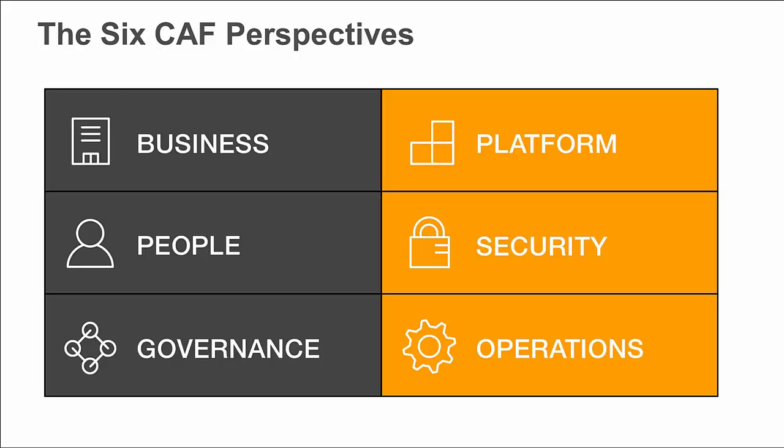The 6 CAF perspectives are shown on the screen right now. We break them down into 2 broad categories. On the left-hand side, we have 3 perspectives: business, people, and governance. And those perspectives focus on business stakeholders and business capabilities that are changed with cloud adoption. On the right-hand side, we focus on technical capabilities and the technical stakeholders. And those are really the platform, security, and operations perspectives.